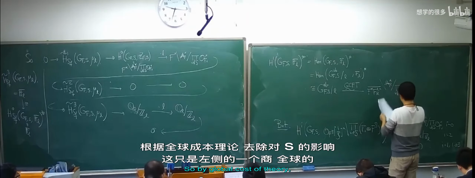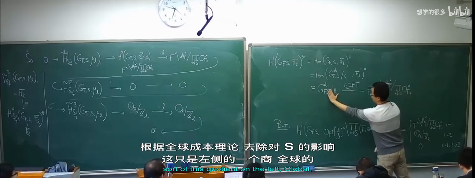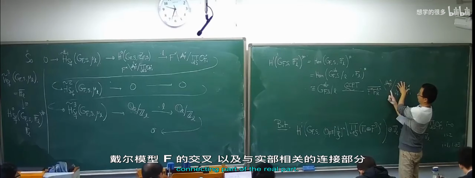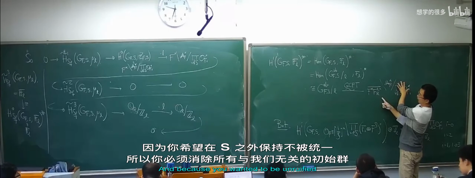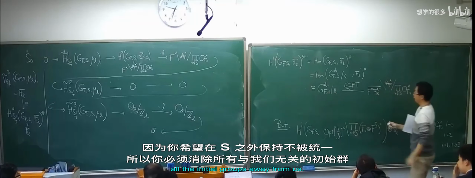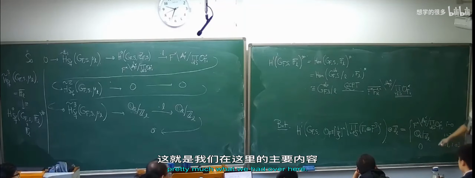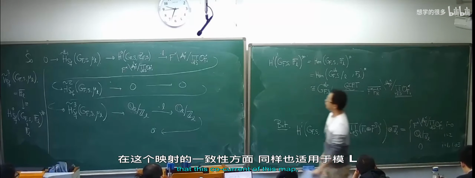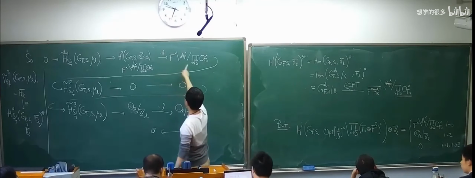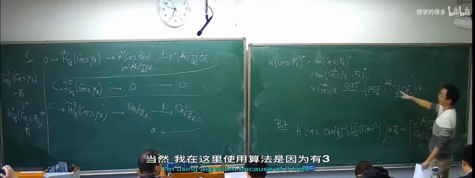So by global classical theory, without the unrefined at S, this is just this quotient on the left. Global, sort of a del mod F cross, and then the kinetic part of the real part. Because you want it to be unrefined outside of S, you have to kill all the inertial groups away from S. That's pretty much what we had over here, in the sense that this is the co-kernel of this map, also mod L. If you look at this and what we have over there, they're precisely the same. And of course, I'm using L greater than or equal to 3 here.